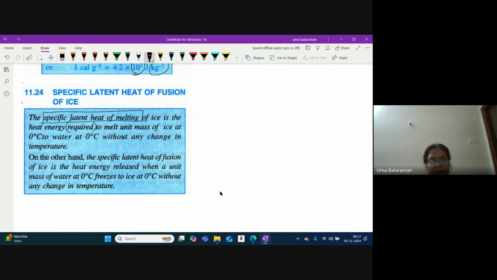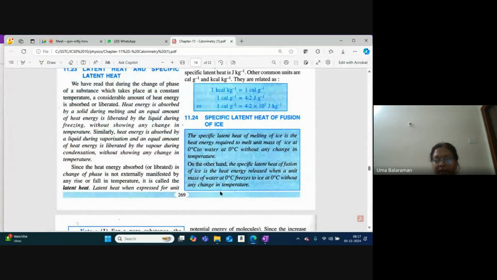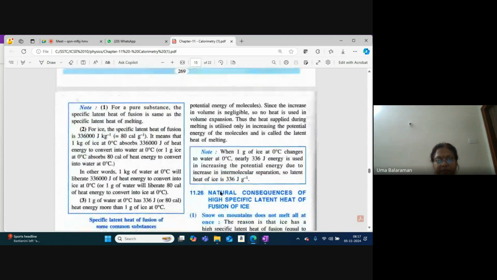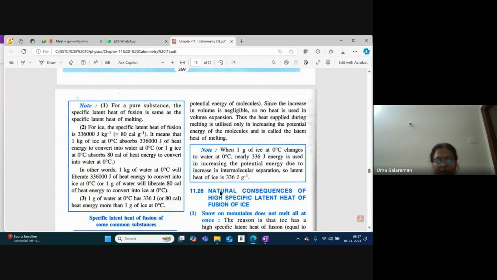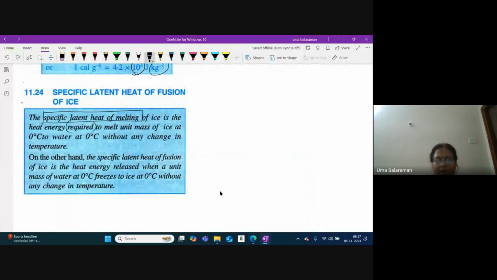This is not the final definition, because, okay, I think we can take this. The energy to melt unit mass of ice, like 1 gram or 1 kilogram, at 0 degrees Celsius, if it is completely melted to 0 degrees Celsius water without any change in temperature, that is specific latent heat of melting. You can take this definition.